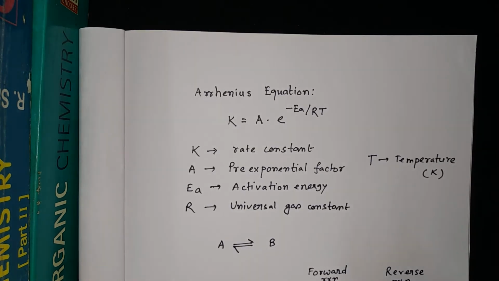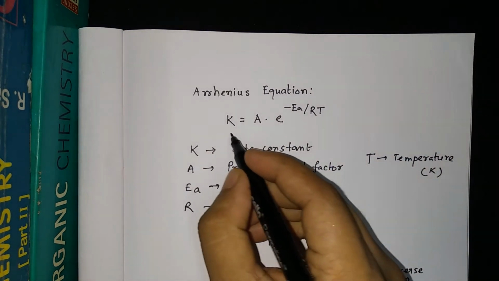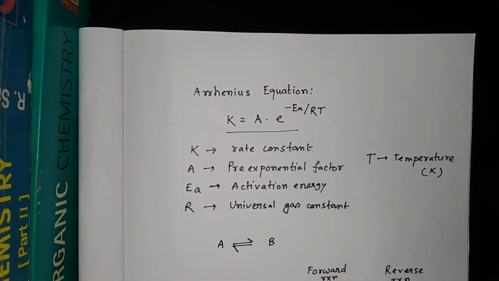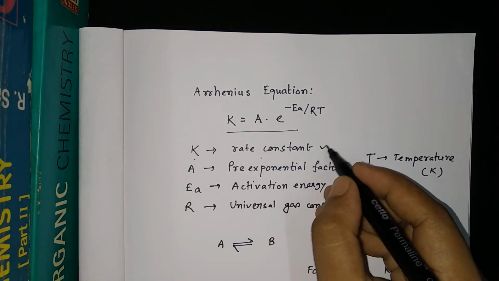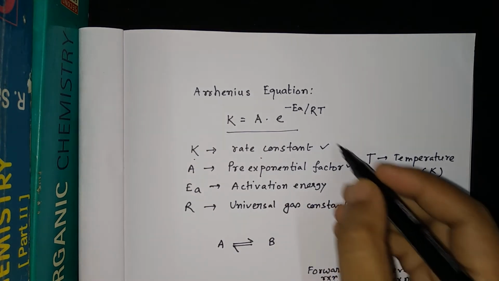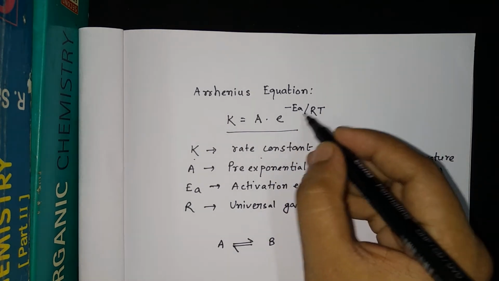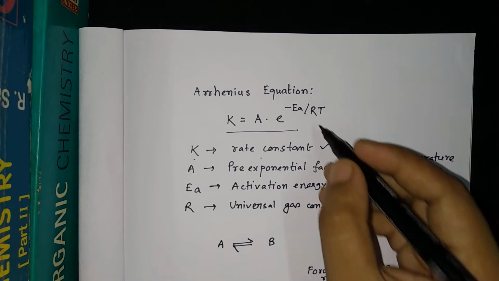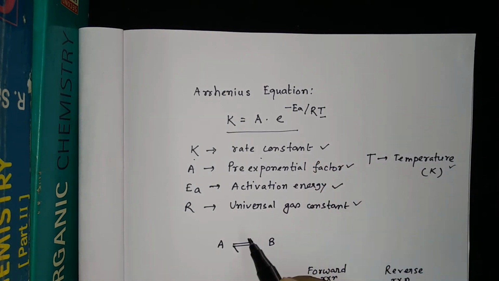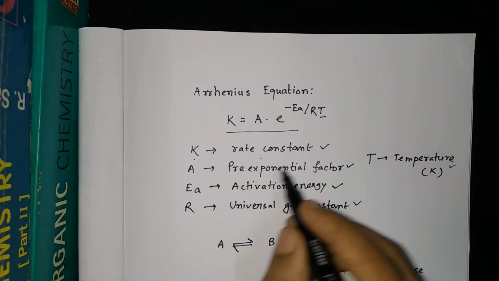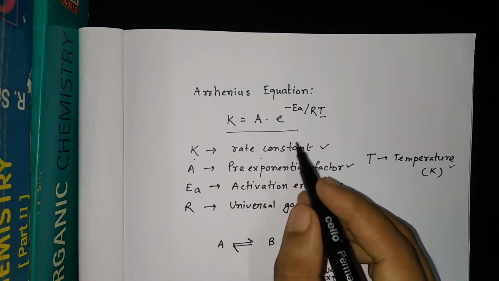So this question came from the Arrhenius equation, and this is the Arrhenius equation on your screen. Here K is the rate constant and A is the pre-exponential factor, and EA is the activation energy, and R is the universal gas constant, and T is the temperature in Kelvin. So guys, first I will tell about the physical interpretation of this equation.